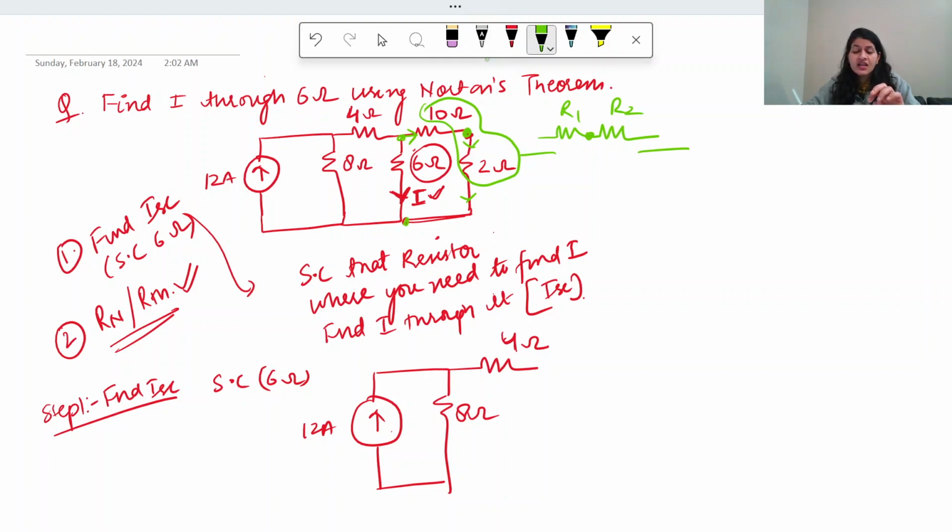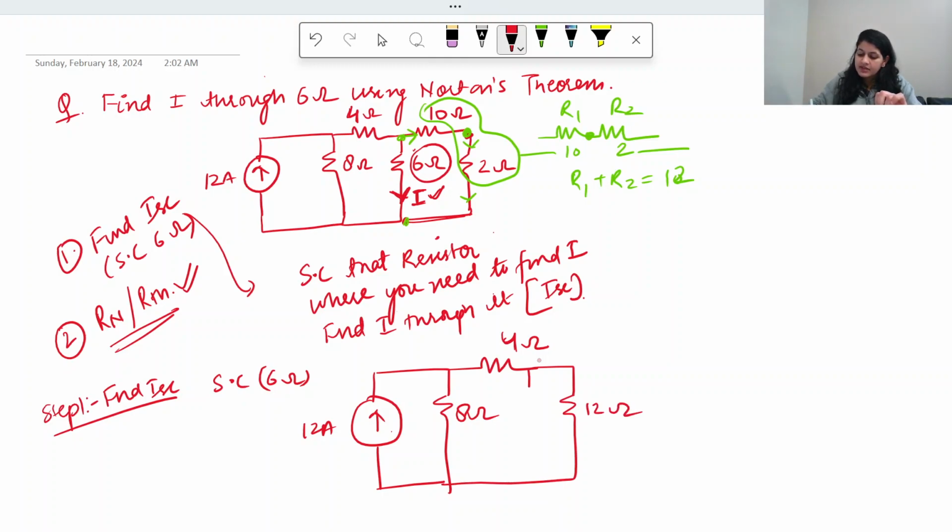Therefore, these two resistances, 8 and 4, are connected in series, and in series we can directly add the resistances and make it 12. So we can add it here and it will be 12 ohm, and this is the short circuit branch. We have short circuited the 6 ohm and we are going to find the value of I here, and that I we will call ISC.